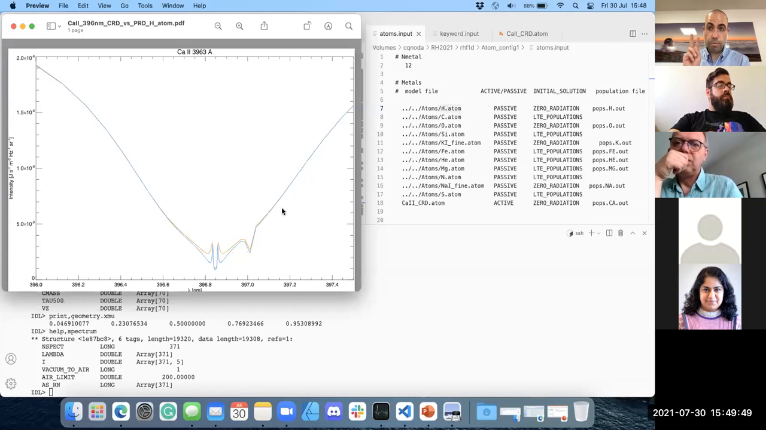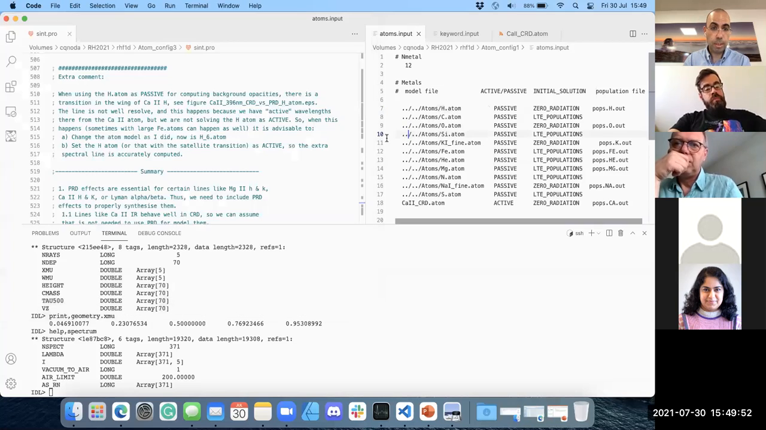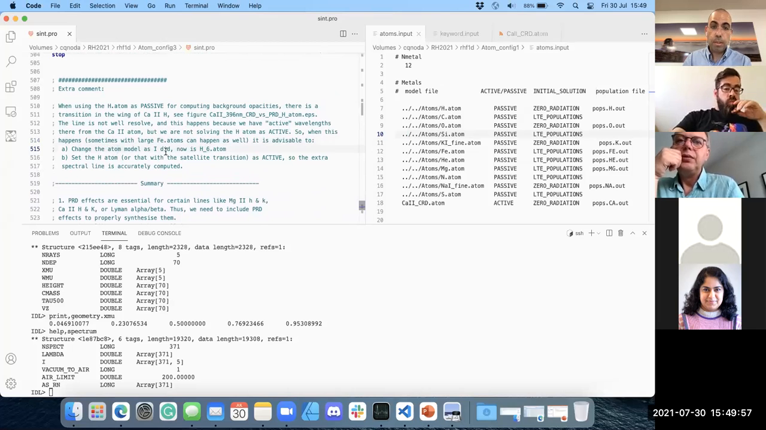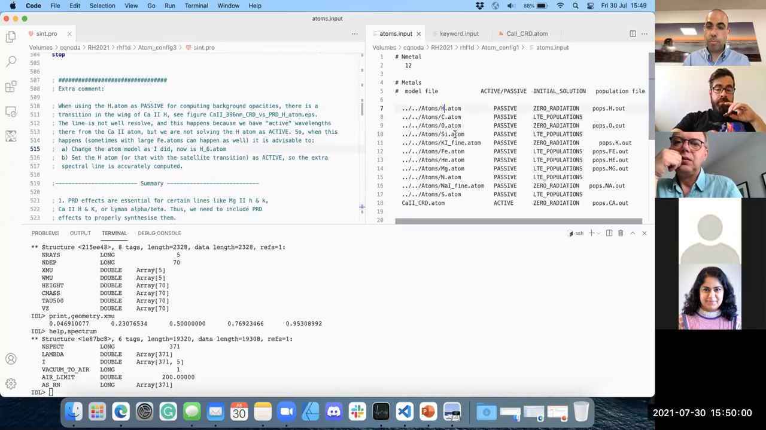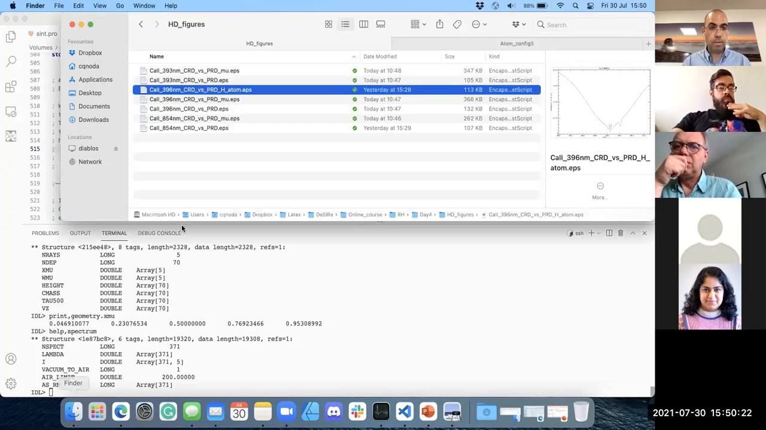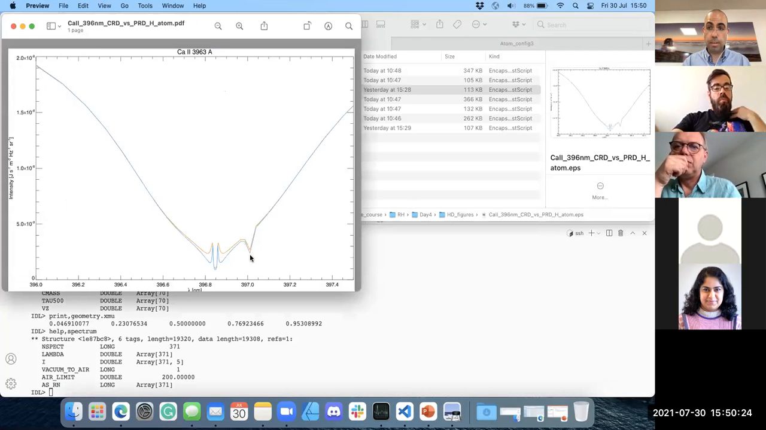So then you have two options there. The first one is to change the atom. The computations that you saw today are computed like this. So this atom has fewer levels and also fewer transitions. So then this transition is not present. Or the other option is to keep the atom, but then put it as active. Okay, so if you do this, then this satellite line that's here will be solved with high accuracy.